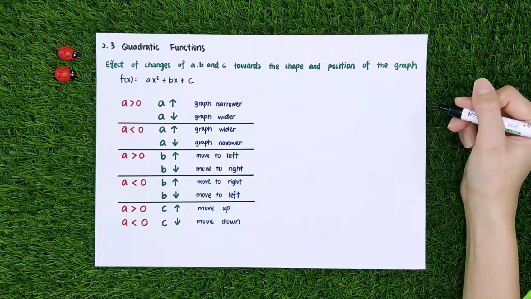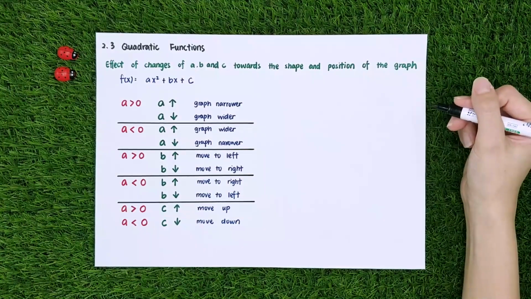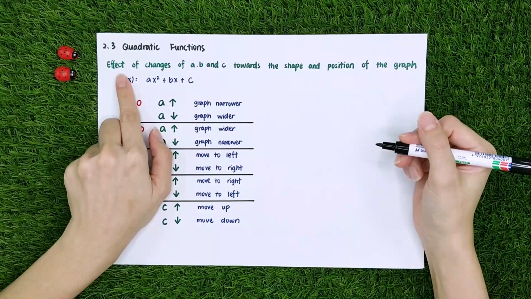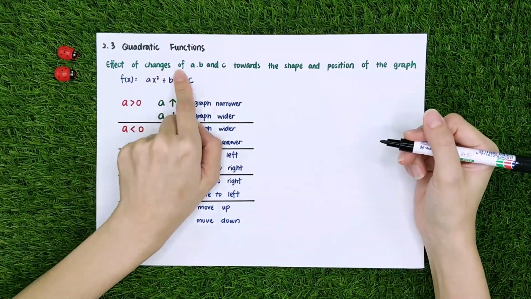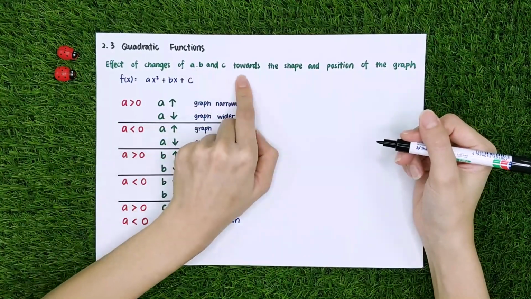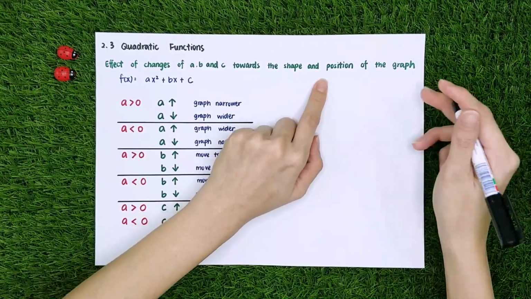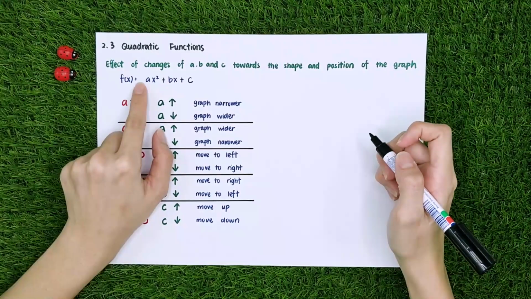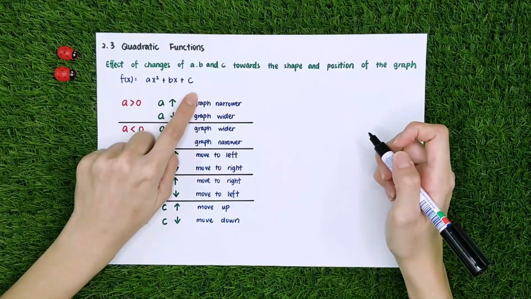Function. We have already gone to the third subtopic of Chapter 2. For this subtopic, the first thing we will go into is the effect of changes of coefficients a, b, and c towards the shape and position of the graph. The quadratic function will look like this: f(x) = ax² + bx + c.